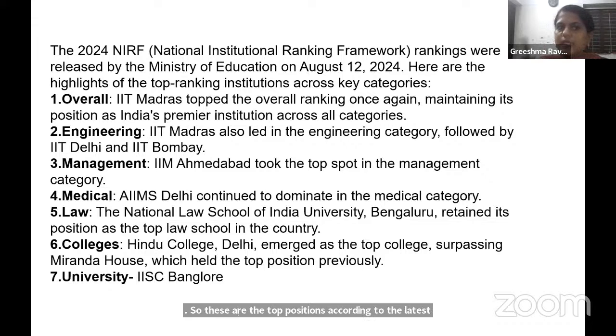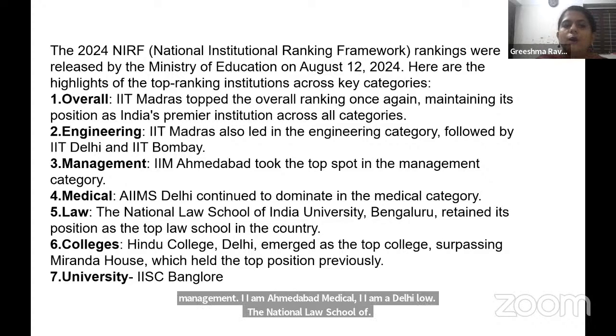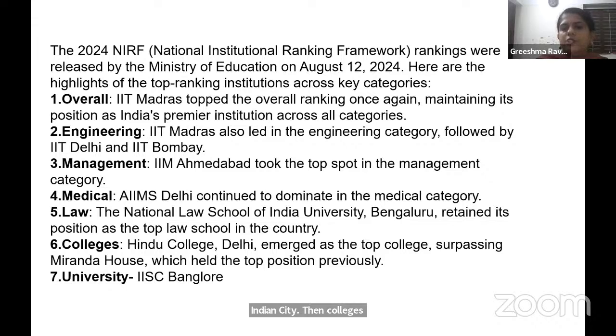Overall IIT Madras, engineering IIT Madras, management IIM Ahmedabad, medical AIIMS Delhi, law the National Law School of India University, then colleges Hindu College, which emerged as the top position surpassing which college. That can be asked: earlier which, and now which one surpassed it. Miranda House was consecutively in the top position, and Hindu College surpassed that. University basis, IISc Bangalore. Okay.